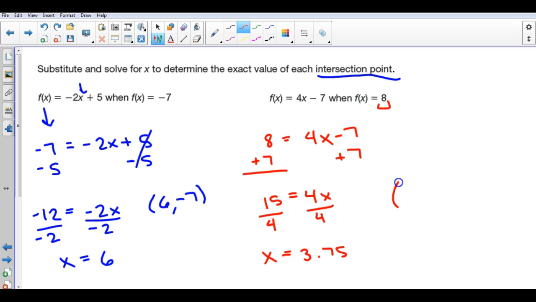So we can still express this as a coordinate, even though it's kind of an ugly number. It's a decimal, that's okay. 3.75 is our x coordinate, and our f of x was the 8.